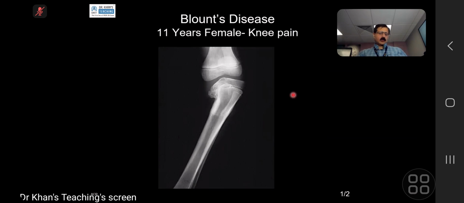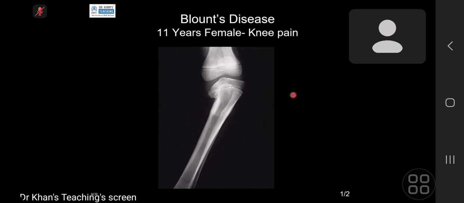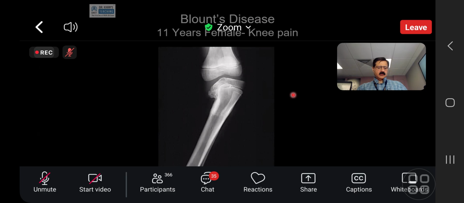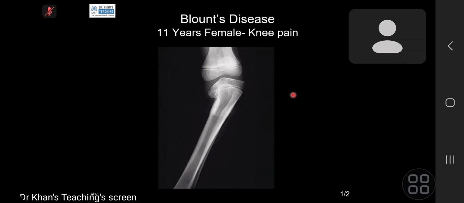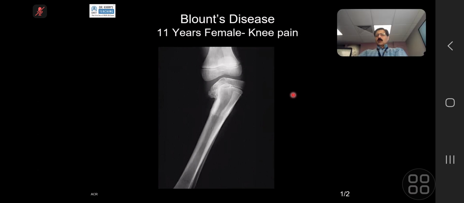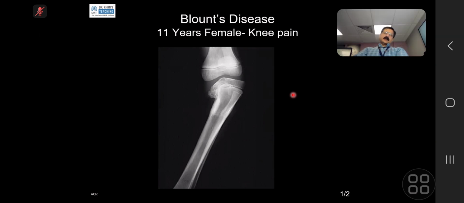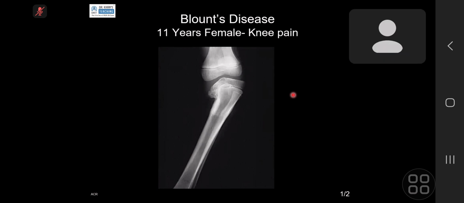Yes, please. So in this case, the diagnosis is already written. What happens here? In this, there is erosion seen at the medial upper end of the tibia, and the epiphysis projects over it. So that is the erosion appearance. What is the pathophysiology of Blount's disease? It is basically osteonecrosis of the upper end. Is it osteoporosis?